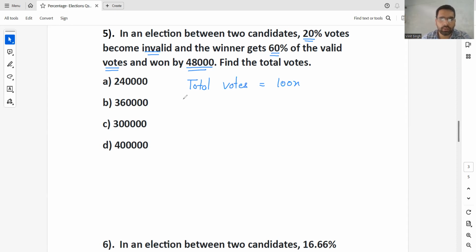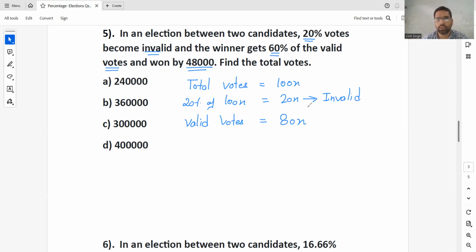20% votes become invalid. So 20% of 100x, which is equal to 20x. Now these 20x are the invalid votes. So total valid votes is equal to 80x. Now 100x is the total votes. Invalid is 20% of total votes, which is 20x. 20x is our invalid votes. 80x is our valid votes.